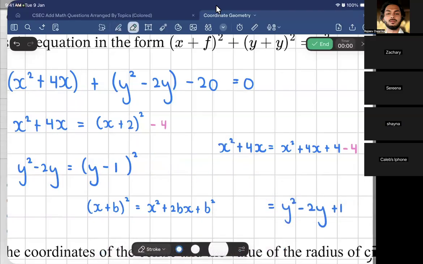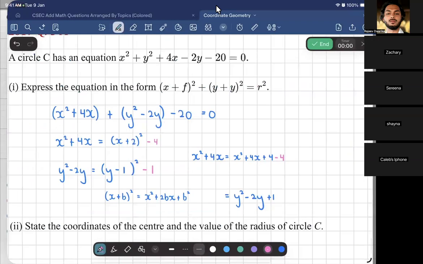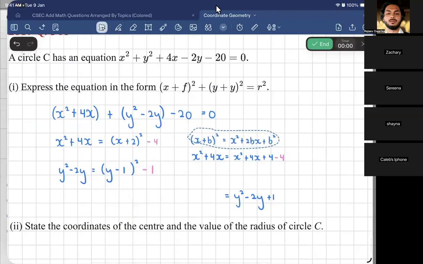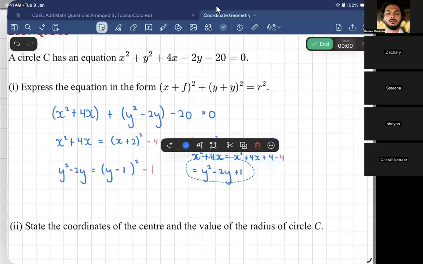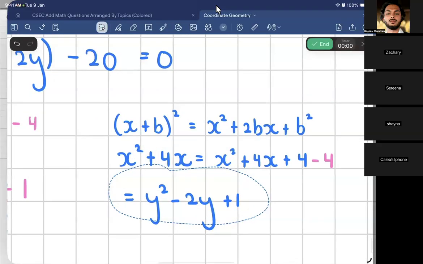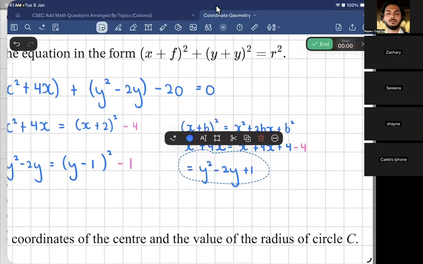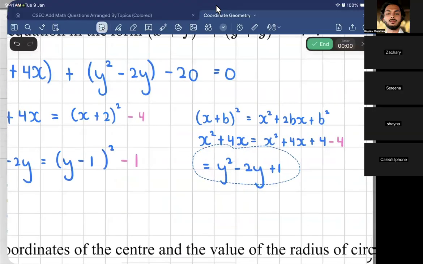So y squared minus 2y is just y minus 1 squared minus 1. You understand that? Yes, sir. Right. I gotta explain my things on paper. I understand. I was just showing you a little trick here. x squared plus 2bx plus b squared. I just do that in my head now. I don't expand it.